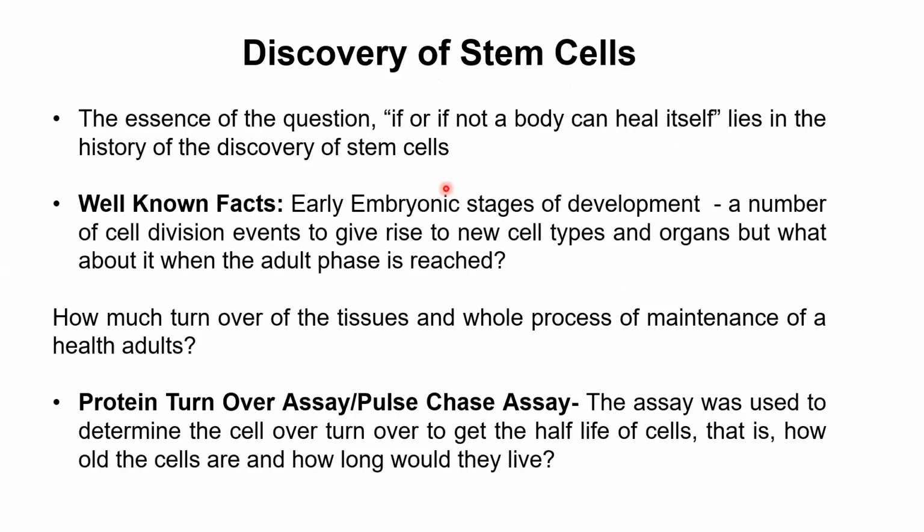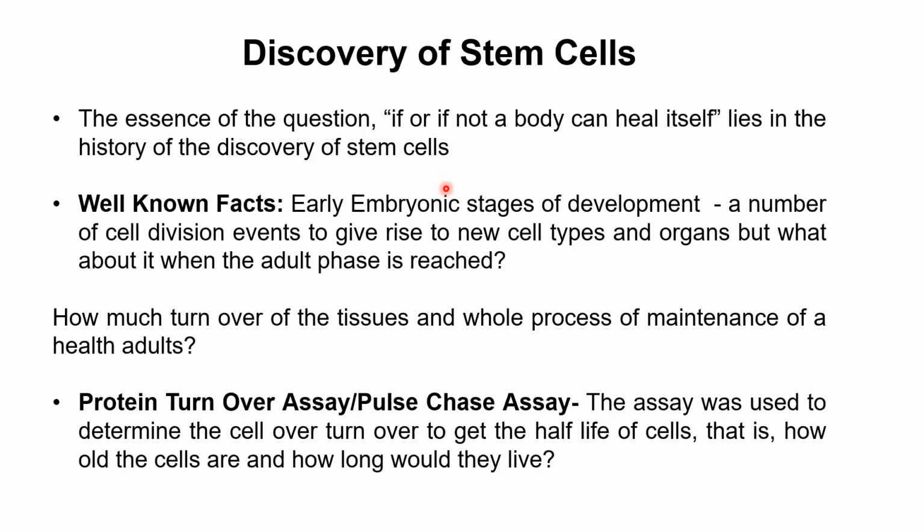Discovery of stem cells, it's not easy actually. The important question that was always raised: if or if not a body can heal itself. We know for a long time that in the early embryonic stages of the development of a zygote, of an embryo, there are repeated and a number of cell division events which give rise to other new cell types or organs and eventually a whole organism. That is all understood. The thing that was not understood, what happens when the adult phase is reached?